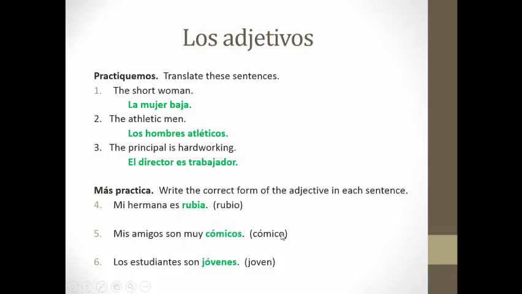Did you remember how to make adjectives plural? Same rule as making nouns plural. If your word ends in a vowel, you just add S. If it ends in a consonant, you have to add ES.